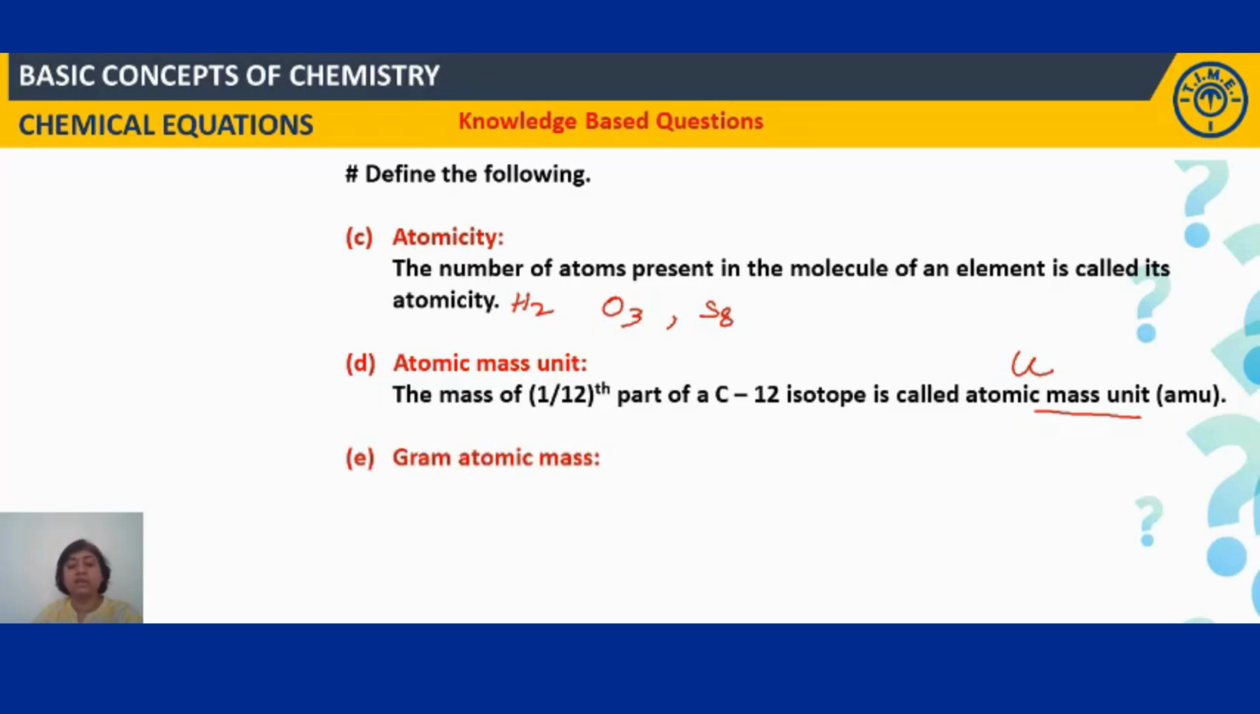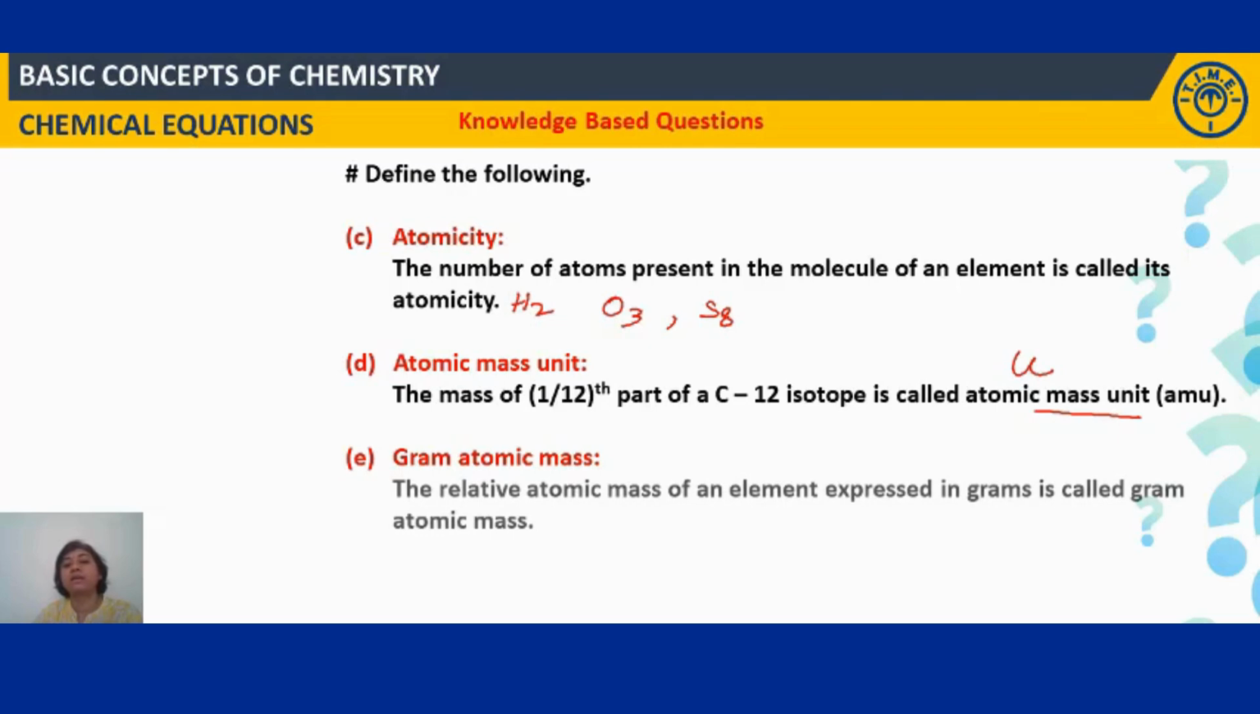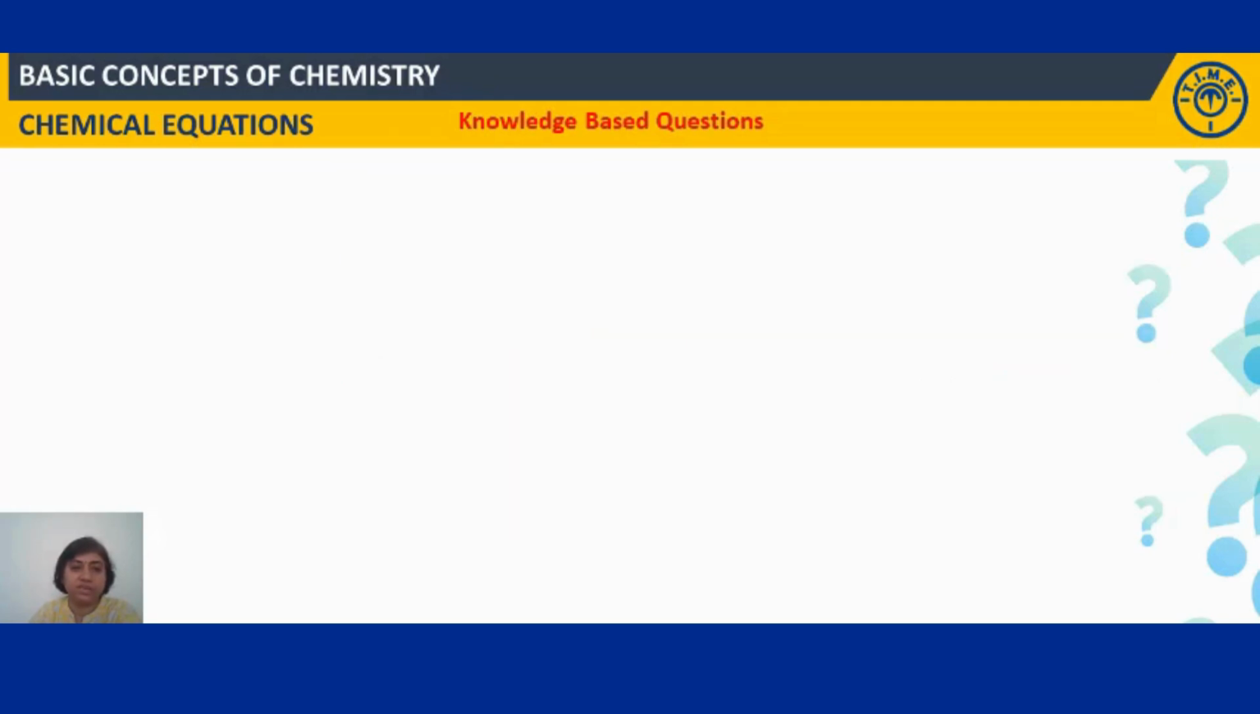Now let's see the next definition. Gram atomic mass. So what is gram atomic mass? The atomic mass expressed in grams is called gram atomic mass. The relative atomic mass or atomic mass, both are the same. So the relative atomic mass of an element expressed in grams is called gram atomic mass. I hope it is clear to you. Fine. Next, we'll move on to the next question.